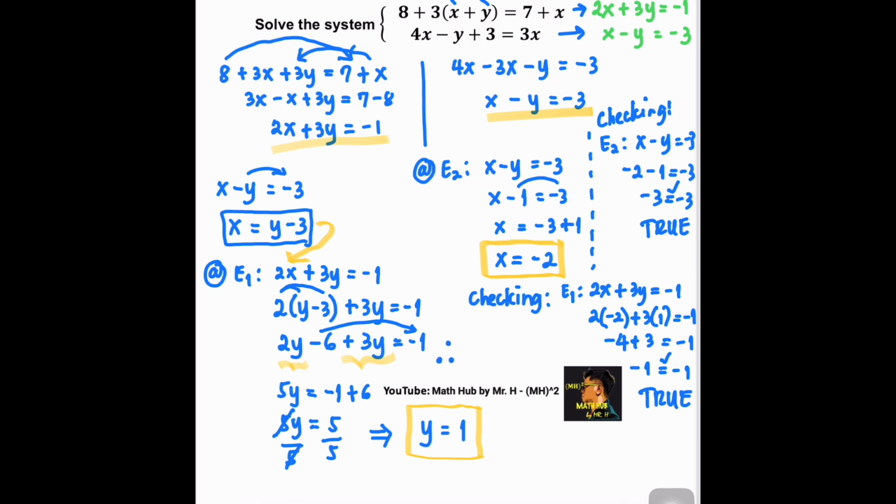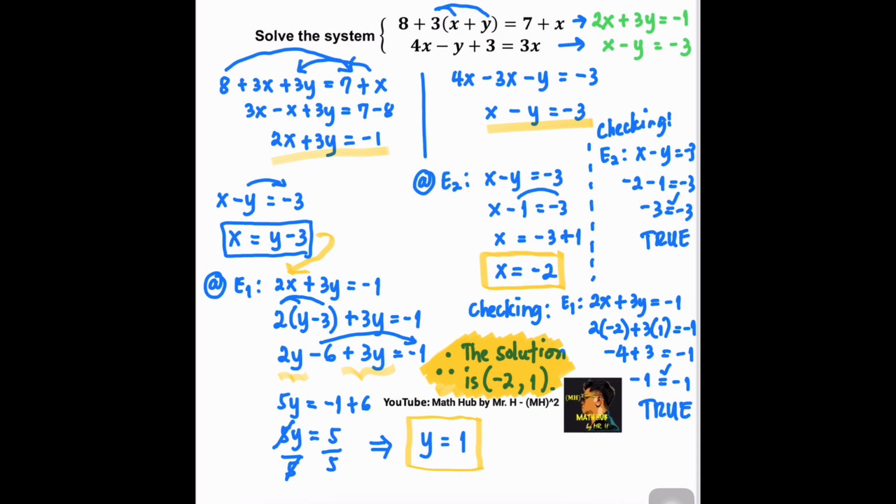And therefore, the solution is (-2, 1). So again, solution means that the two lines will intersect or meet at this point, (-2, 1), which will be explained in a separate video about the graphical method.